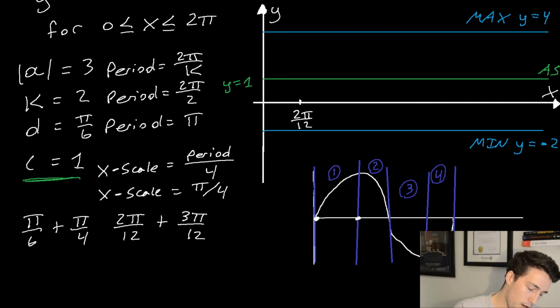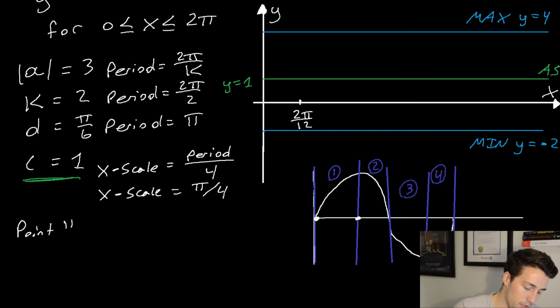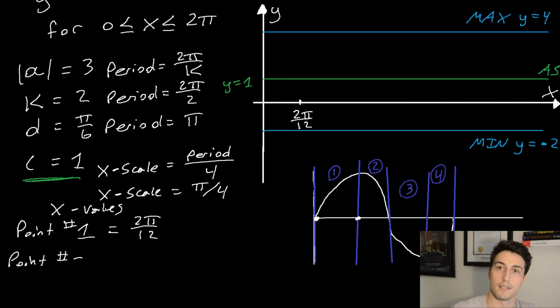So we have point number 1 of interest. These are all x values. The x value is equal to 2 pi over 12. Then point number 2 was just point number 1 plus the pi over 4, or the x scale, so the x value to the next point. In that case, we were adding pi over 4, which is 3 pi over 12, so here it's going to be 5 pi over 12.